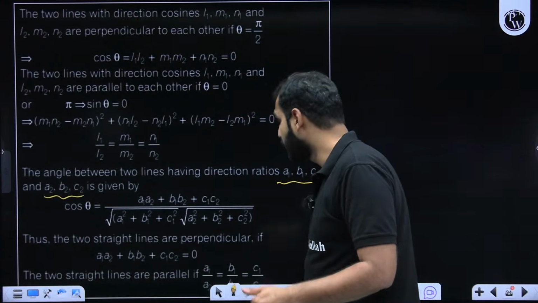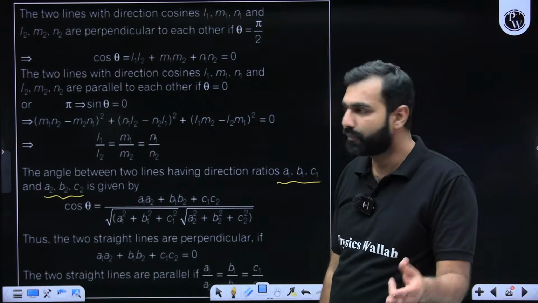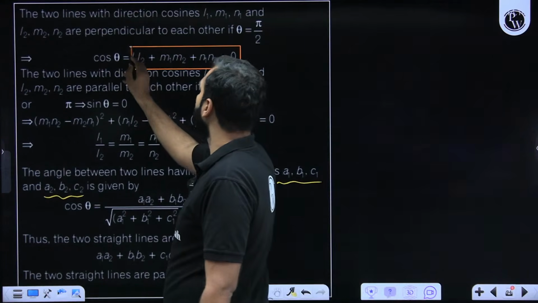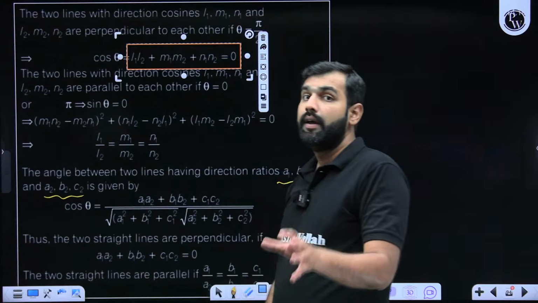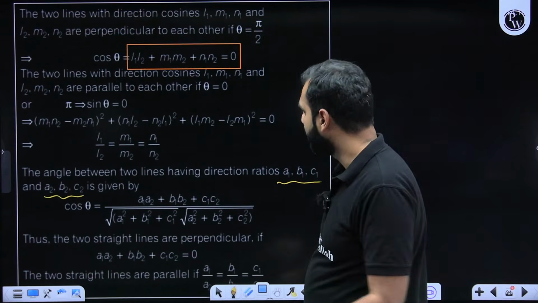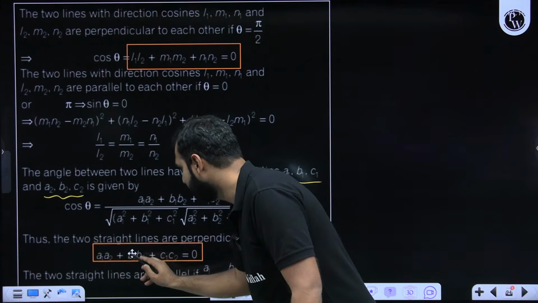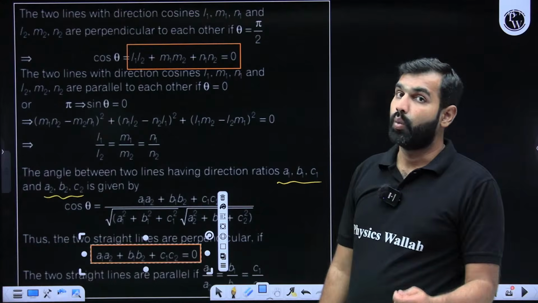Two conclusions you've got to remember from here: if two lines are perpendicular, cos theta will be 0, which means l1 l2 plus m1 m2 plus n1 n2 will be 0. If instead of l, m, n, a, b, c are given, which means direction ratios are given, then also a1 a2 plus b1 b2 plus c1 c2 will be 0 if the lines are perpendicular. What if the lines are parallel?